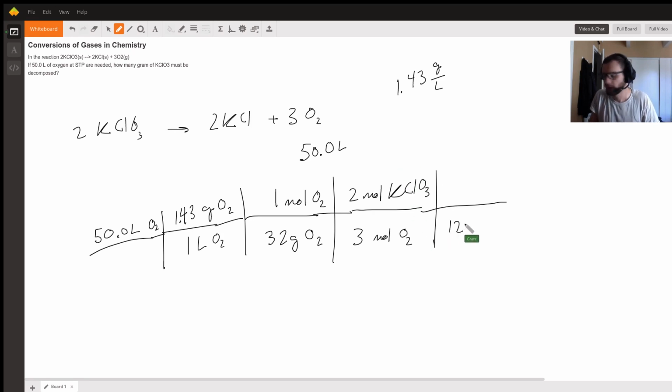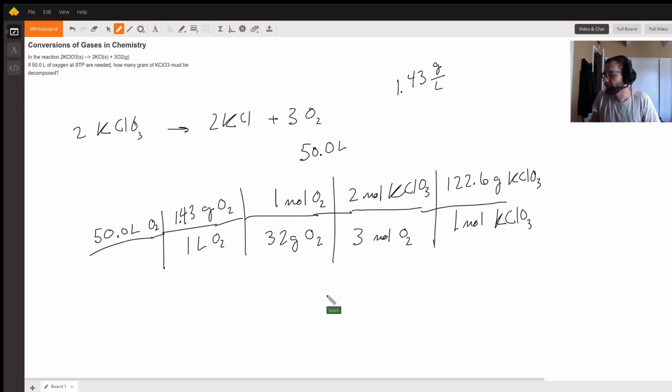So I'm just going to round it and just say 123 grams of KClO3 for every 1 mole of KC. Oh, sorry, got this backwards. So for every 1 mole of KClO3, we're going to have 122.6 grams of KClO3. And so we go ahead and plug this in our calculator.